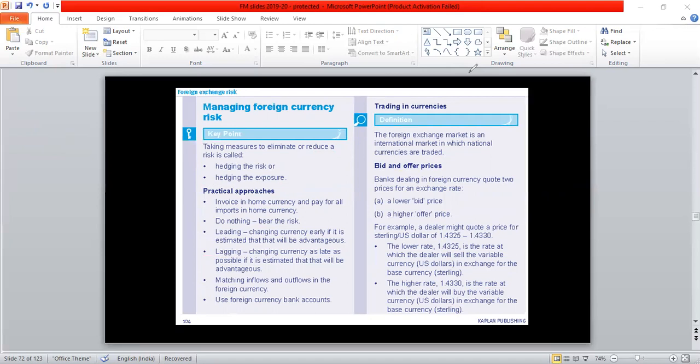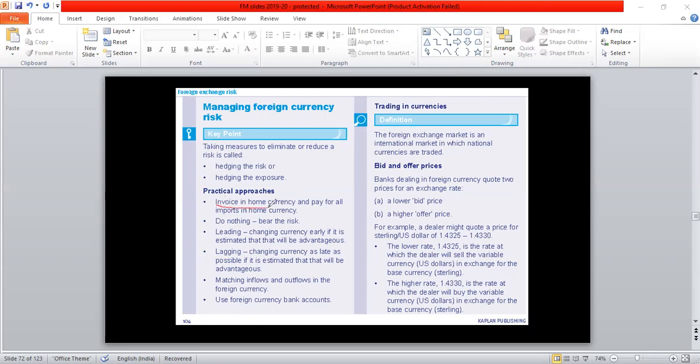Taking measures to eliminate or reduce a risk is called, okay, that can be done by hedging the risk or hedging the exposure to risk. There are certain terms, learn these terms. Terminology is important. You can be tested here about the terminology part of it. What are the various terms which are there? What are the practical approaches?